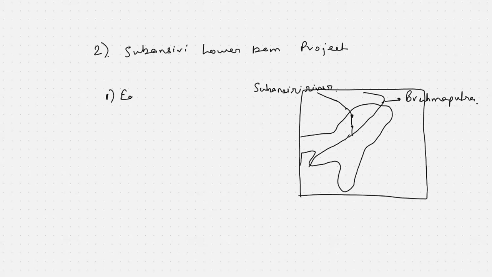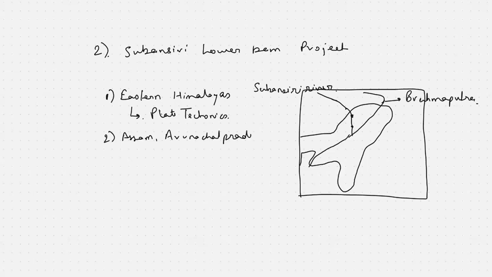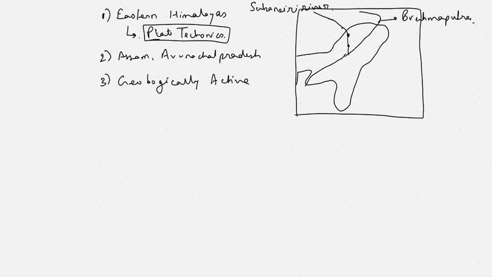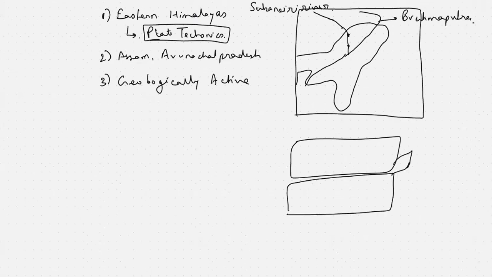Here we can apply the concept of plate tectonics. Another thing we'll be seeing is that it is present in the region of Assam, Arunachal Pradesh. Now, because of the plate tectonics, the region is geologically active. Geologically active means here we have the Eurasian plate and here we have the Indian plate, and this Indian plate is still subducting under the Eurasian plate here. So this is the Eurasian plate and this is the Indian plate.